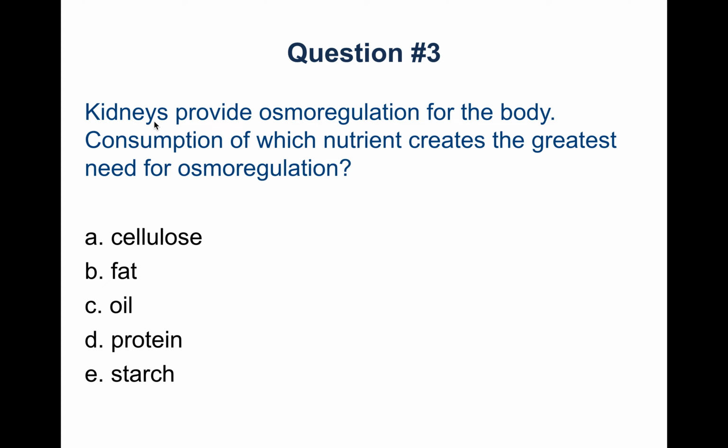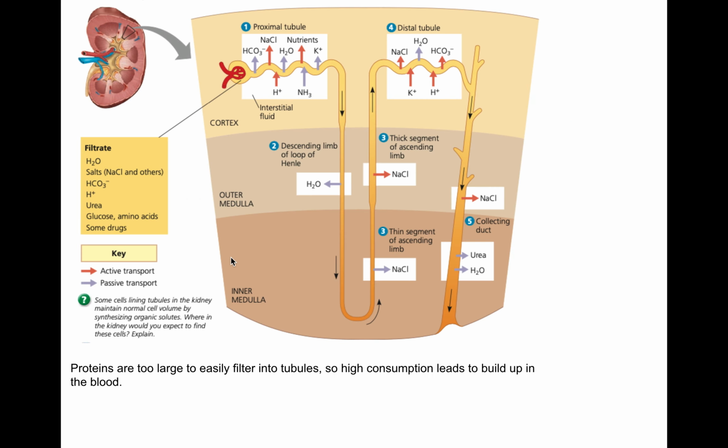All right, question number 3. Kidneys provide osmoregulation for the body. Consumption of which nutrient creates the greatest need for osmoregulation? So this ends up being protein.